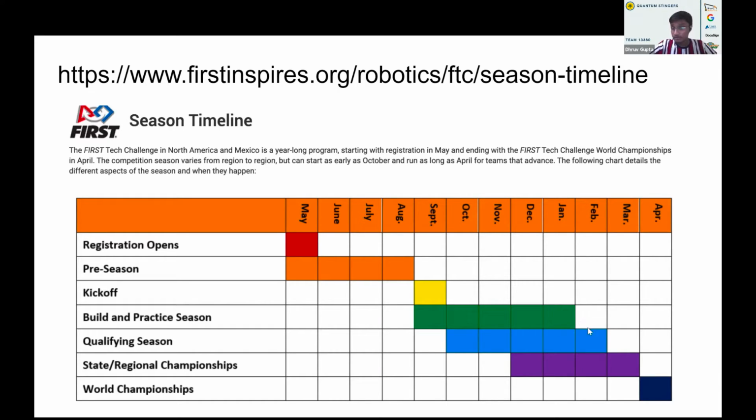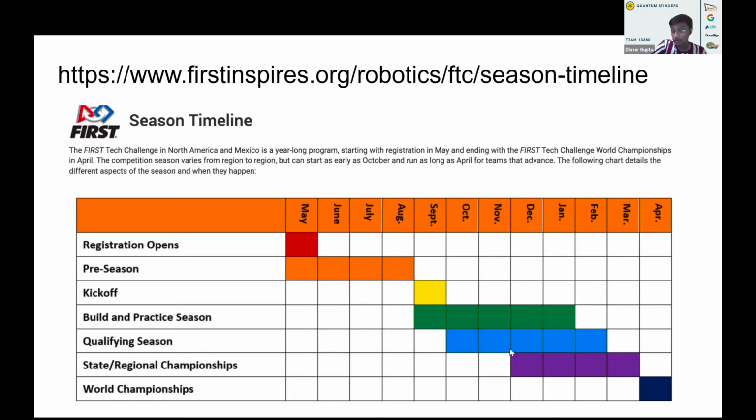From September to around January is your build and practice season. This is when you're heavy into the building of the robot, into fine tuning. You're working on prototyping, you're working through the design process, and you're doing lots of practice as well. This practice can be through qualifier tournaments, through scrimmages that you set up with other teams, or it can just be drivers practicing at your own home.